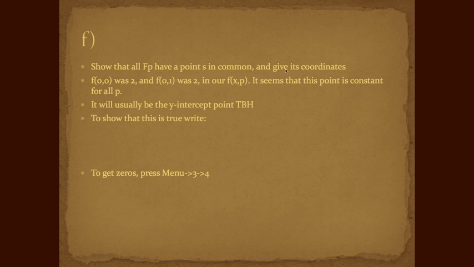Show that all p have a point in common and give its coordinates. Well, f00 was 2 and f01 was 2, so if we put in x and p, it should give a point for all p. To show this, we write f of x comma p, and we get 0 comma p, and we get 2. So the point is 0, 2. I don't know why we need zeros. Wait, let me just check quickly.